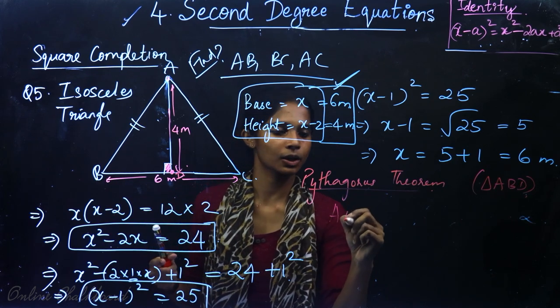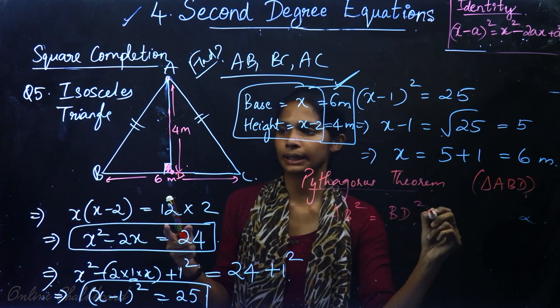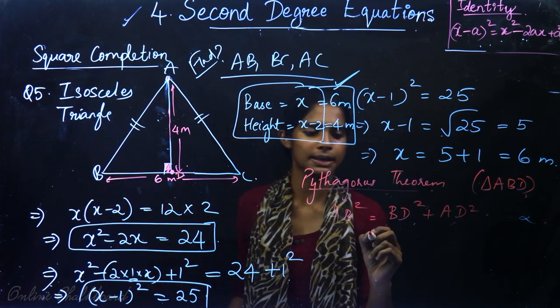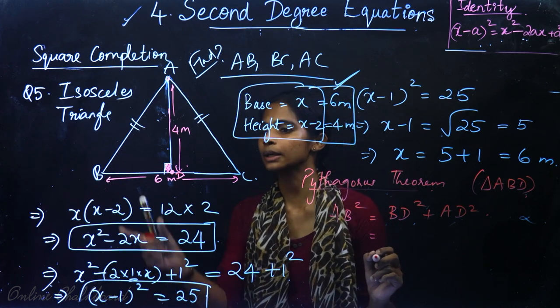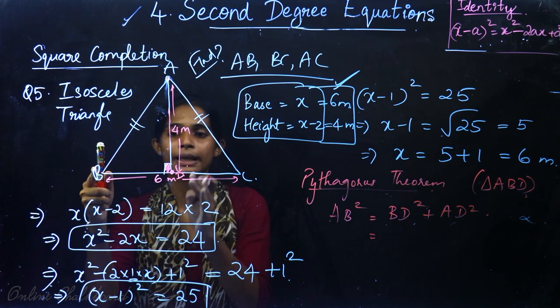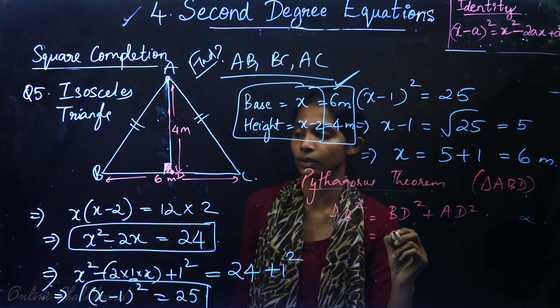AB square is equal to BD square plus AD square. Hypotenuse square is base square plus height square. So AB square, we will find the BD value. This is total 6, this height is a bisector. So that means BC will be 3 meters.